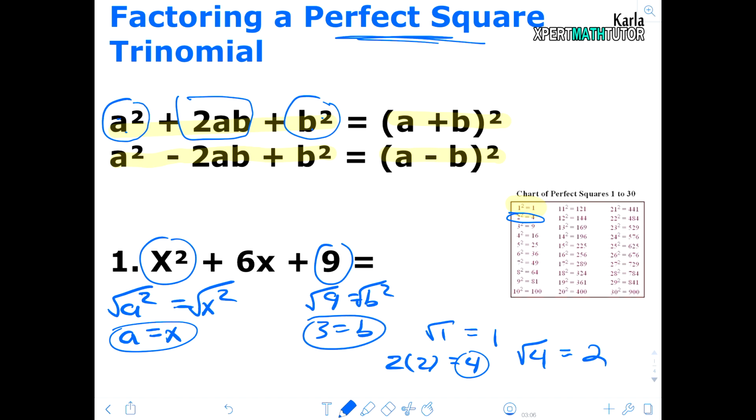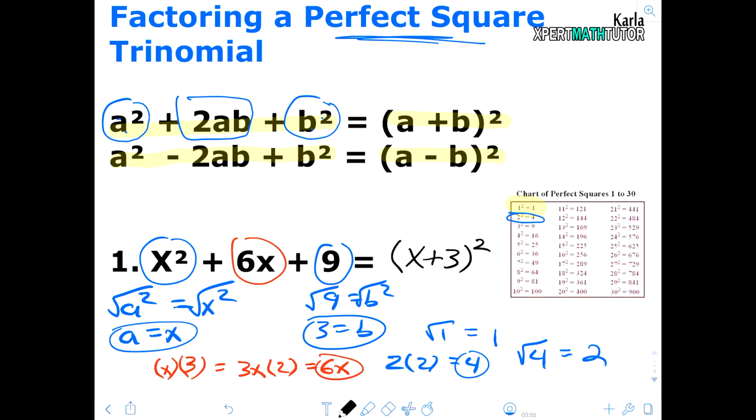Now that I have a and I have b, I can multiply them. 3 times x, which is equal to 3x, and double it, which is multiplying by 2 to get 6x. Now notice 6x is the middle term. So everything checks out. So therefore I can say that x squared plus 6x plus 9 equals the quantity x plus 3 squared.